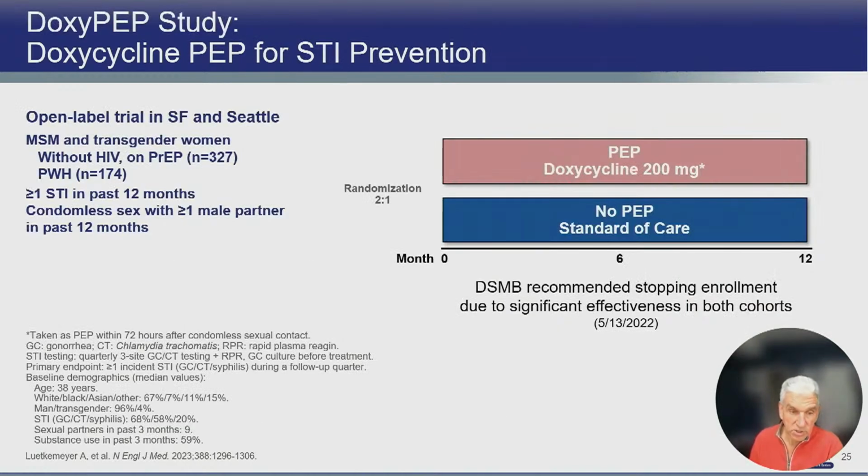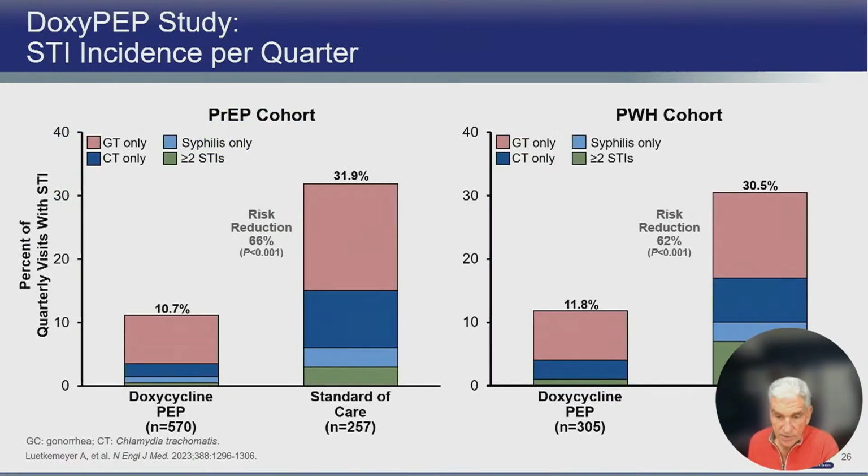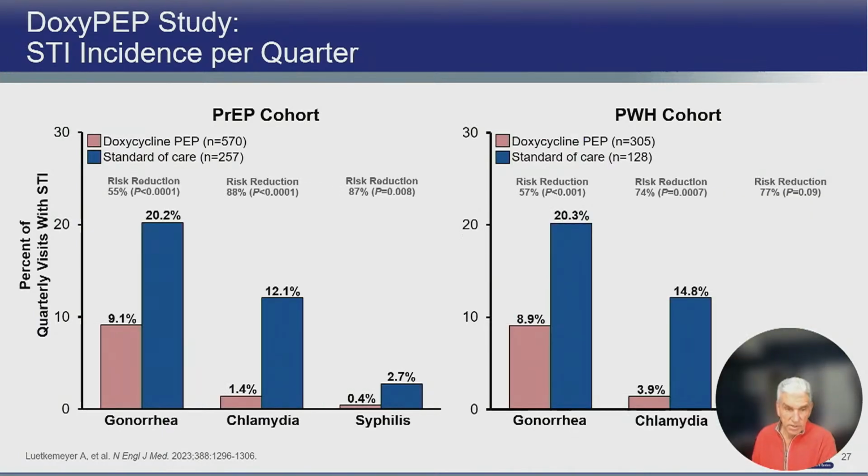Another study that looked at this, the DoxyPEP study, looked at MSM and transgender women. So you give 200 milligrams taken as PEP within 72 hours after condomless contact. And what they showed is that for the people on PrEP, there was a significant risk reduction of 66%, and for people with HIV, a significant reduction of 66%. However, when you looked at this again, going across gonorrhea, chlamydia, and syphilis, you see reductions in all the groups.